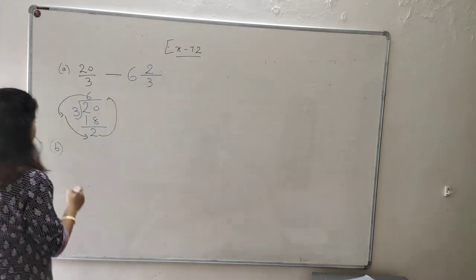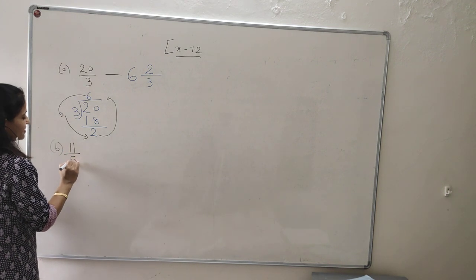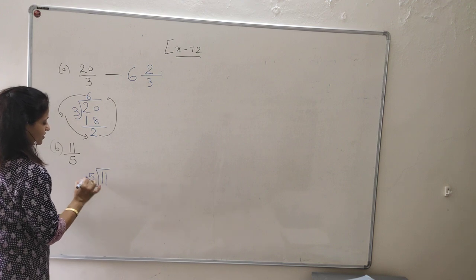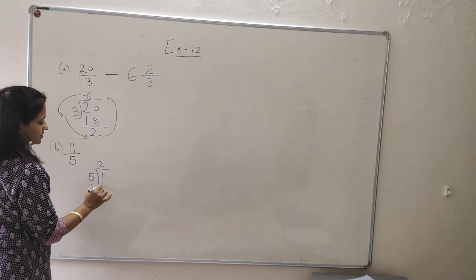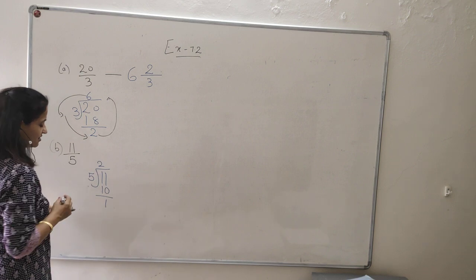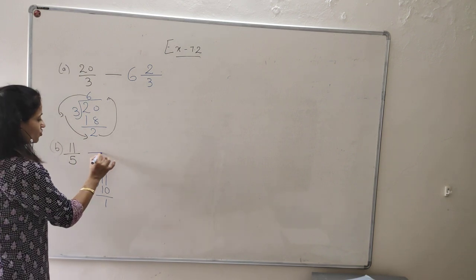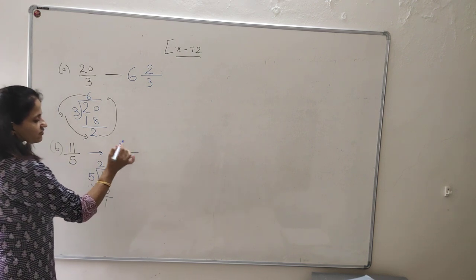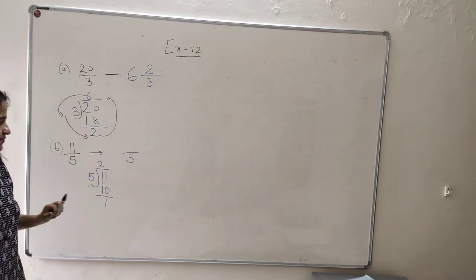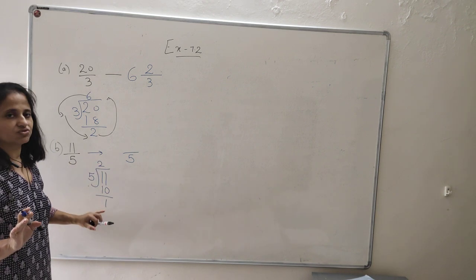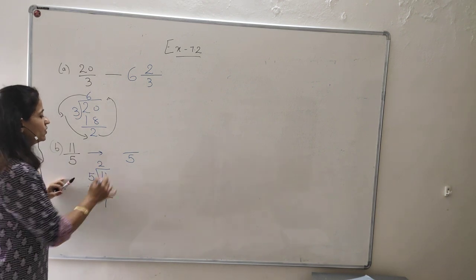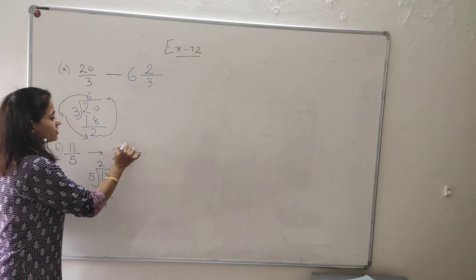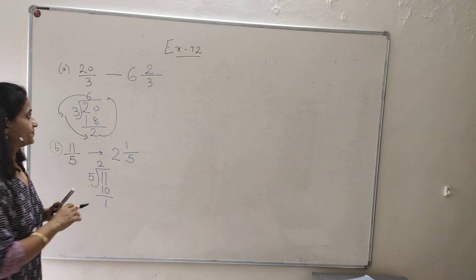11 upon 5. I'll write the question 11 upon 5. I'll divide 11 by 5. 5 2s are 10. The remainder is 1. So as I told you, the denominator will be same. So I will first write 5. My thing is over. Now I have to remember only two things. The quotient will be the integer or the whole number and the remainder will be the numerator.